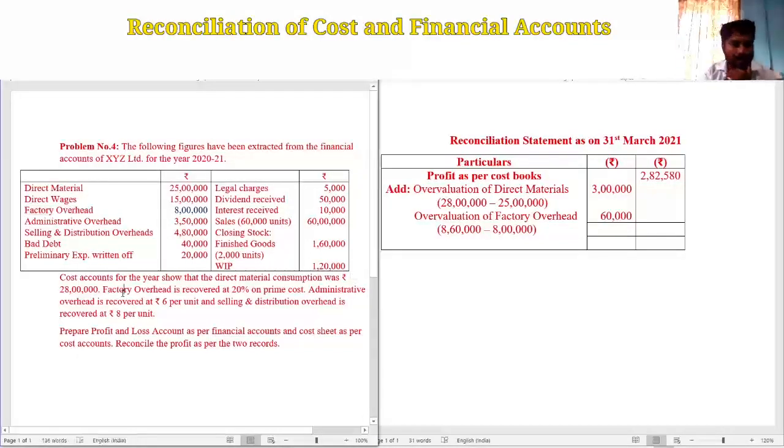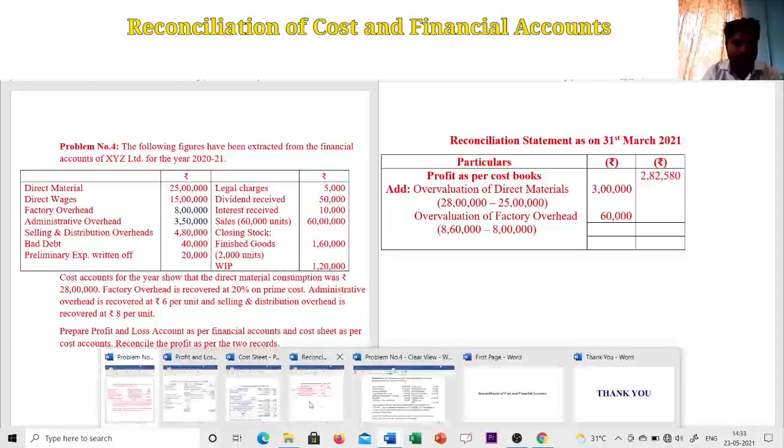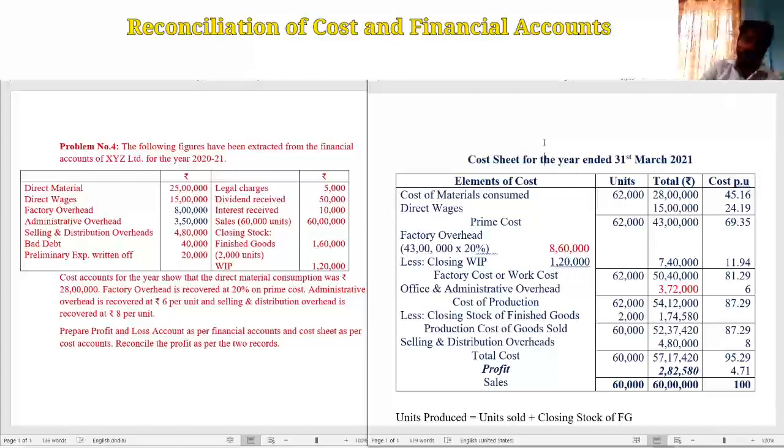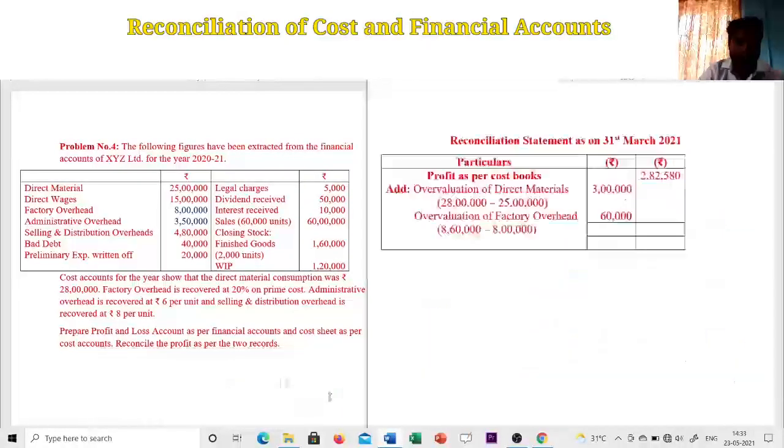Then administrative overhead. What about administrative overhead? In financial books, administrative overhead is recorded as 3 lakh 50 thousand. In costing books, it is recorded as 3 lakh 72 thousand. You're observing here. That means in costing books, administrative overhead is overvalued by 22,000. As a result, costing profit is reduced by 22,000. Now we need to add back that 22,000 to the costing profit. Add overvaluation of the administrative overheads.